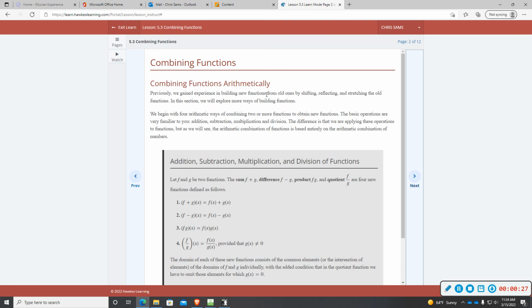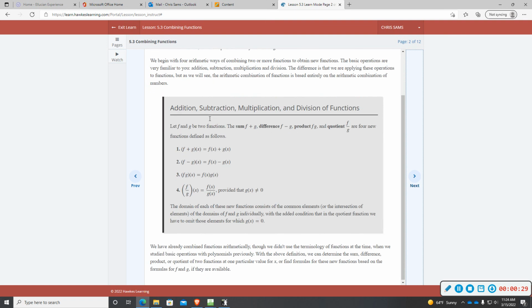So, combining functions arithmetically. You see that when there is a plus between the two, we're going to be adding two different functions. A subtraction sign, you're going to subtract them. No sign, they're just butted up against each other, you're going to multiply them together. And then, of course, a fraction, you're going to divide them, provided that the bottom is not 0. You always have to be aware that when you have a fraction, you cannot divide by 0.